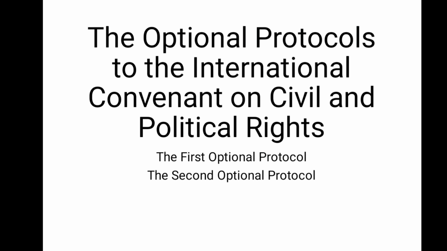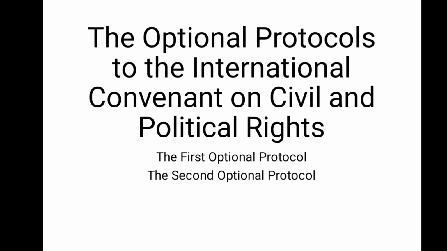So this video will discuss the optional protocols to the International Covenant on Civil and Political Rights. So we need to understand, first of all, what we mean by optional. When something is optional, it is not forced. It is something somebody does voluntarily. For instance, in schools, we have subjects that are optional and we have those that are compulsory. So the optional subjects, one chooses to take them or not. Then the compulsory subjects are taken by everybody else in school, whether one likes it or not.